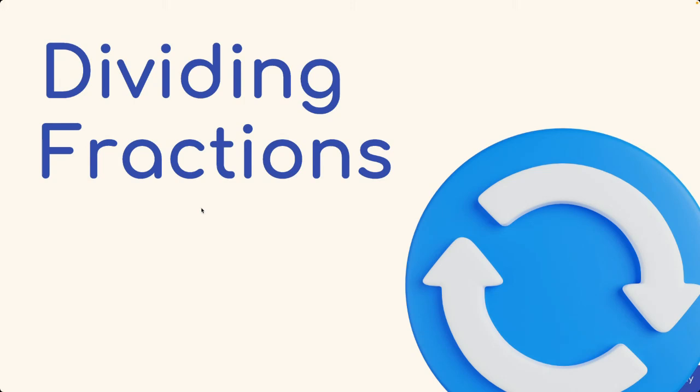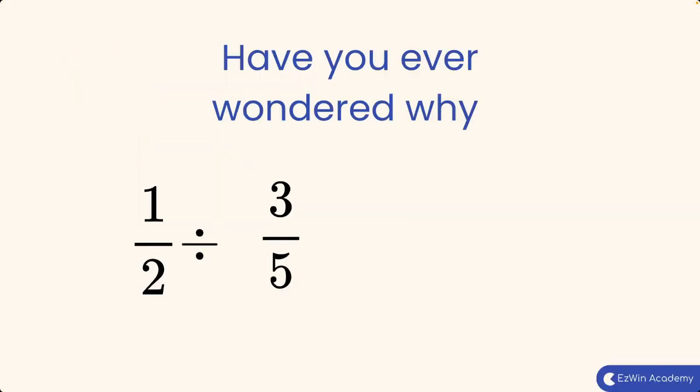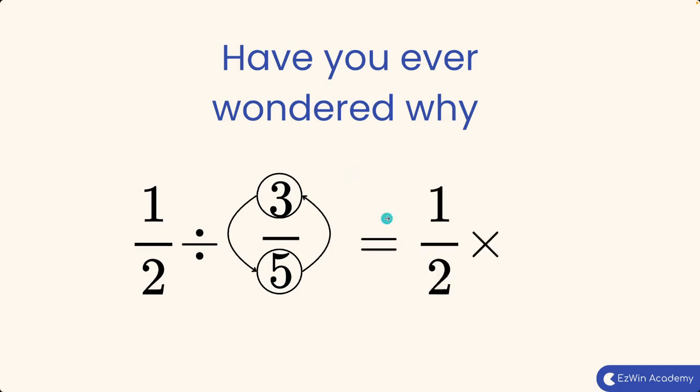In this video, you're going to learn dividing fractions. Have you ever wondered why, when we have a fraction divided by another fraction, we first have to switch the places of the denominator and move it to the numerator, and the numerator has to be brought down to the denominator? And then we have to change our division into multiplication. It will look something like this: 1 over 2 times 5 over 3.